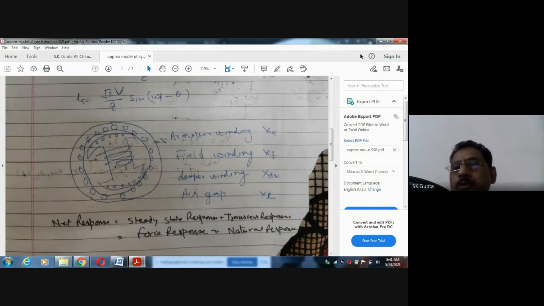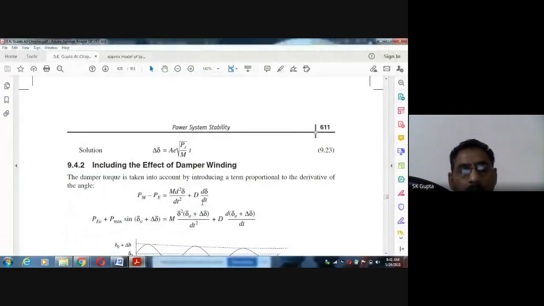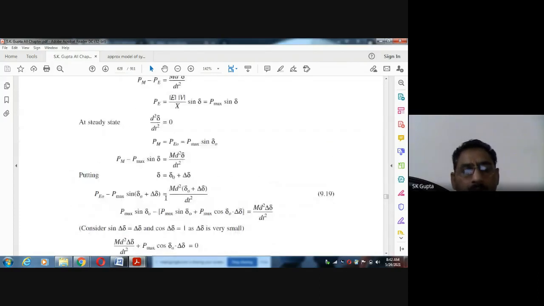Anyway, our intention is just to describe that if the effect of the damper winding, having short circuit resistance, is considered, as I described earlier, our swing equation will not be Pm minus P equal to M d square delta by dt square, but an additional term, d delta by dt, will be there. So when there is an additional term, as I told, if you see this, we will repeat the same thing. This was the equation earlier without the damping, and we have differentiated this, then this equation came.